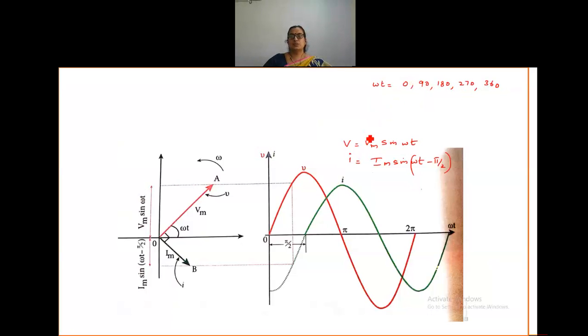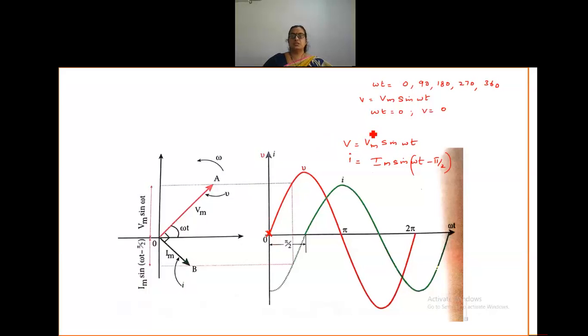So let us take this voltage equation first. V is equal to Vm sin omega t. Now I substitute omega t as 0. Omega t is along the x-axis. When omega t is 0, sine 0 will be 0, so V will be equal to 0. So the voltage will be 0. So this will be the first point: omega t 0, V also 0. I'll just put a cross mark here so that you understand better.